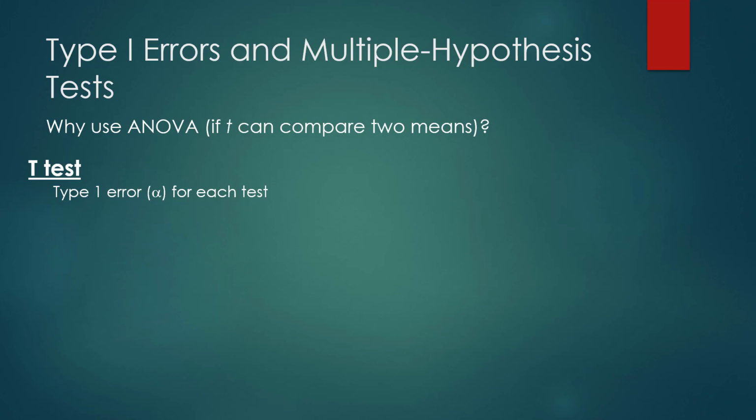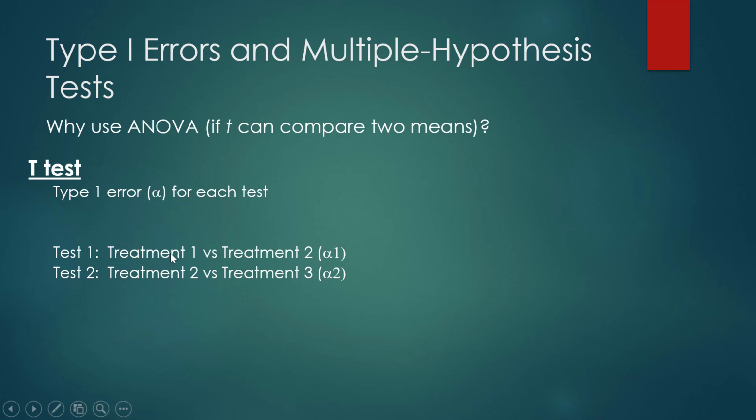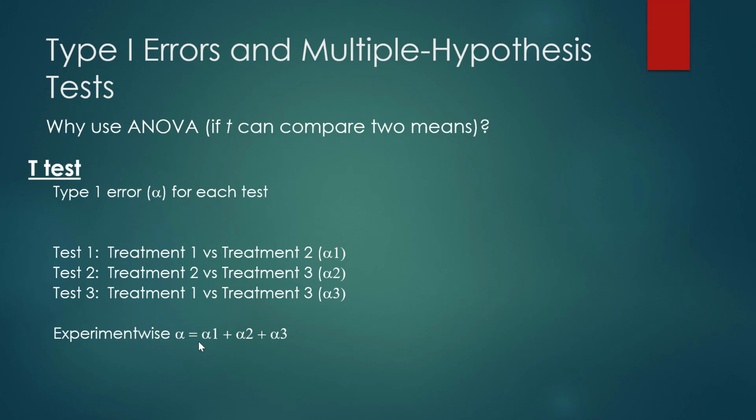If we have three groups, test 1 compares treatment 1 versus treatment 2, and we get an alpha 1. Test 2 compares treatment 2 to treatment 3, and we get a second alpha. Then we compare treatment 1 to treatment 3, because we have one factor with three different levels, 1, 2, and 3, and we need to compare each of those to each other. Our experiment-wise alpha ends up being alpha 1 plus alpha 2 plus alpha 3. So we have the same type 1 error for each test, but across the experiment, we have this combined effect.